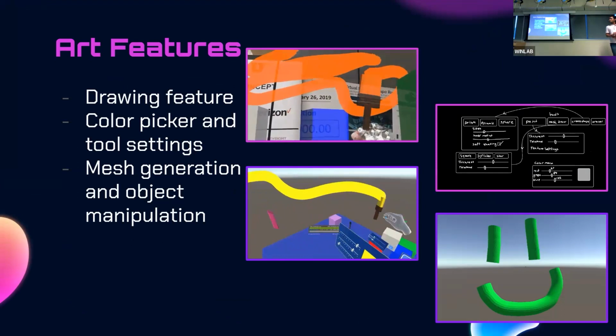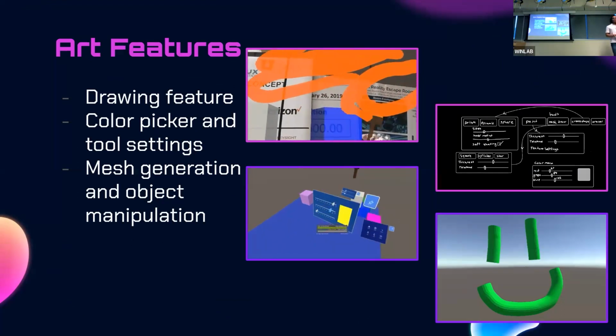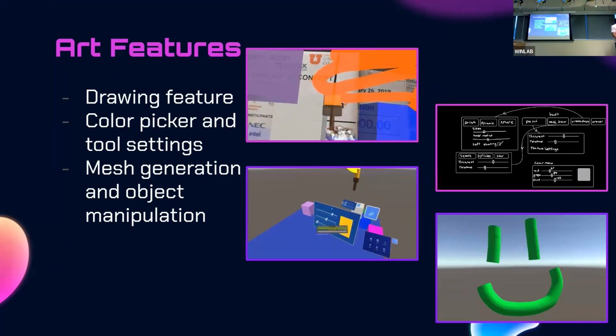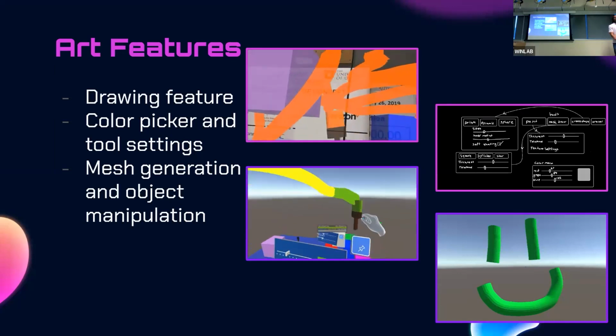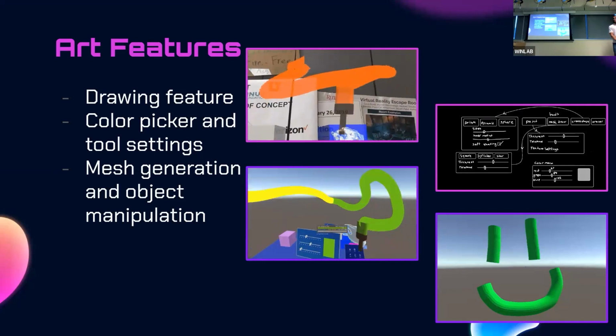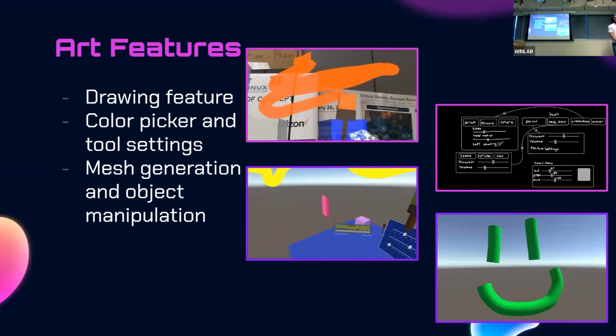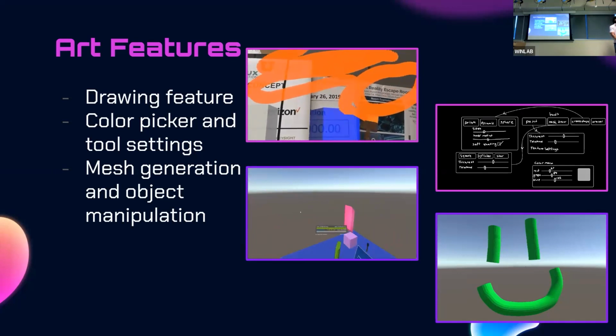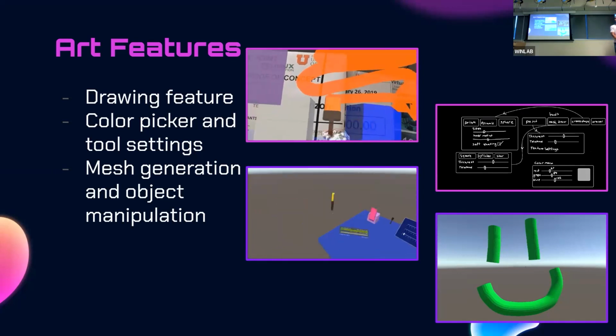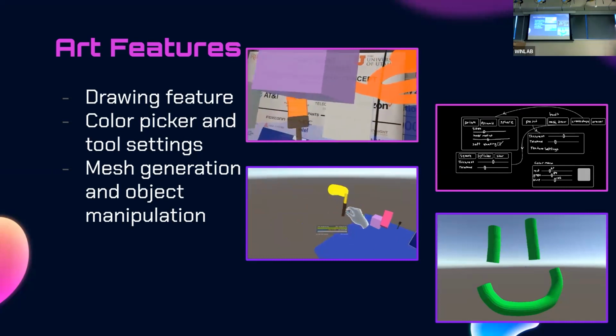The first thing we worked on was drawing. We used the Line Renderer feature to render lines using control points. We worked on a hand menu that includes a color picker and different tool settings, including thickness and texture. And we worked on mesh generation and object manipulation.